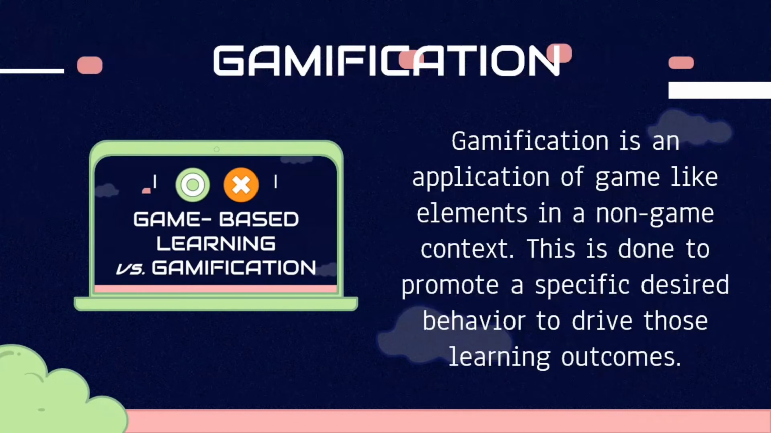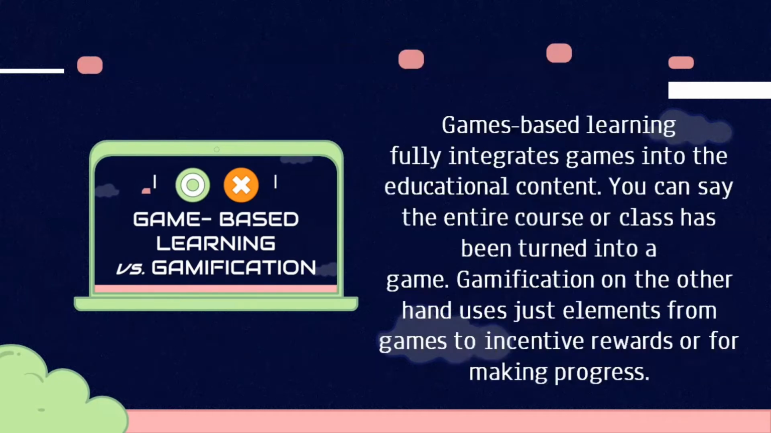On the other hand, gamification is an application of game-like elements in a non-game context. This is done to promote a specific desired behavior to drive those learning outcomes. You can see this clearly in the most public forms of gamification, such as points, badges, and leaderboards. The main difference between the two of them is their application and their integration. Game-based learning fully integrates games into the educational content. You can say that the entire course or class has been turned into a game.